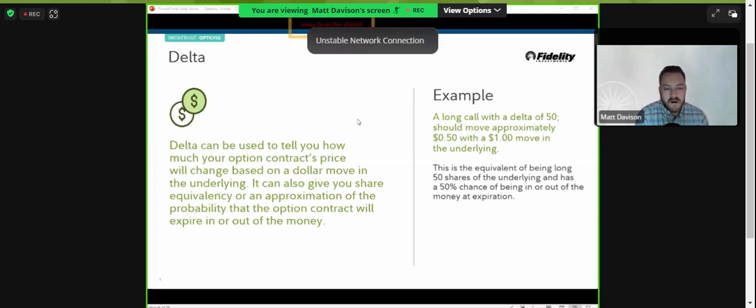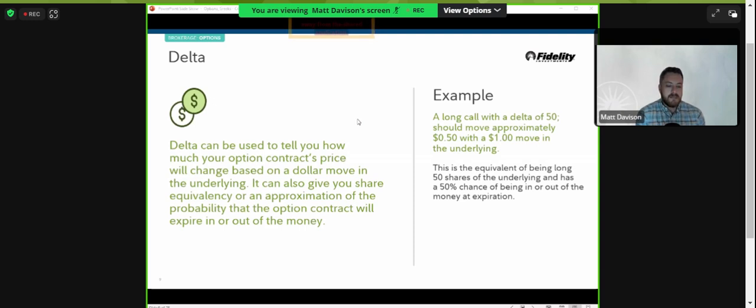So in the case of a long call, if you're looking at a 50 delta, we call it a 50 delta, but really when we're looking at the value of delta, we're sliding that decimal over 2 spots to the left, and that's creating a 0.5. So if the underlying stock were to go up by $1, we should expect the option to increase by 50 cents.